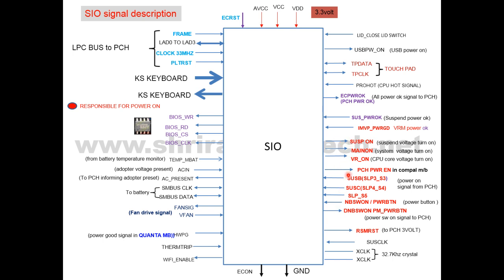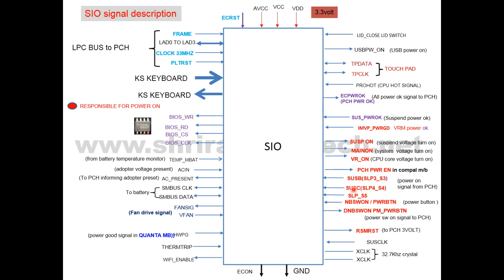The next signal is called the suspend on. These are all the red color signals, all related to the power. This is a very important signal related to the power. In the earlier slide we saw the NBS on, the power on button. This is the actual power on button which we press, and it goes to the SIO. It generates a 3.3 V pulse. Then the DNB on or PM power button is a power output, a digital power output. It sends a signal to the PCH, and then the RSM RST signal goes to the PCH. So these are the 3 signals.